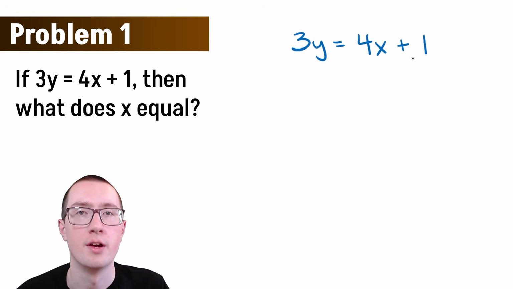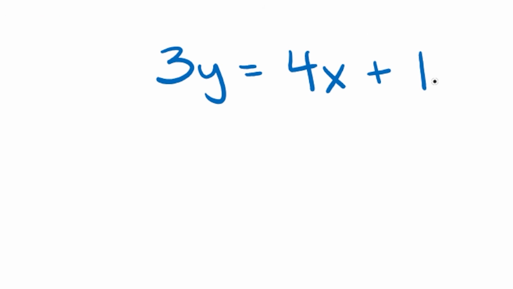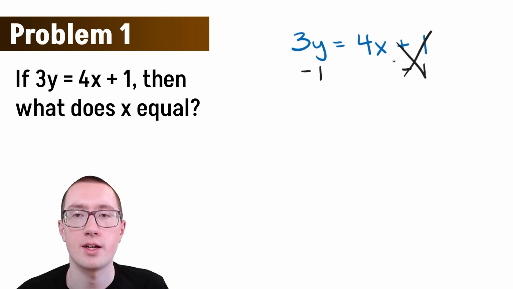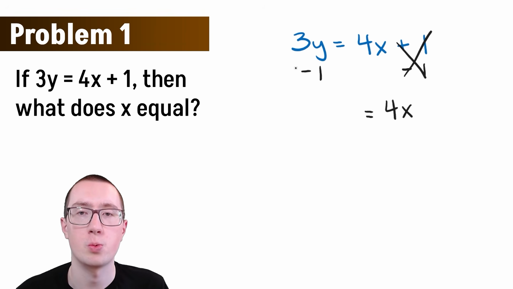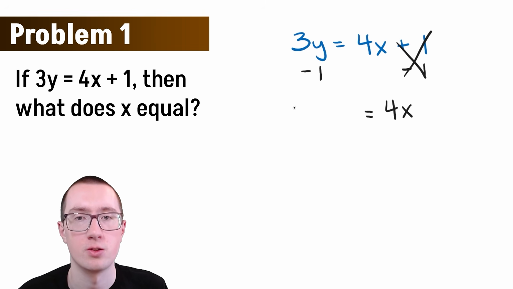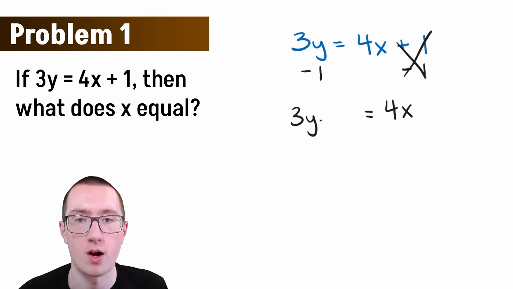So I usually like to get rid of addition and subtraction first, so I'm going to get rid of the plus 1. And we have to do things to both sides of the equation. So I'm going to do the opposite of plus 1, which is minus 1 on both sides. So the plus 1 and minus 1 cancel out. On the right side, we just have 4x. And on the left side, we have 3y minus 1. Now, this has a letter and this doesn't, so we can't subtract these. They're not like terms. So we're just going to leave it as 3y minus 1.